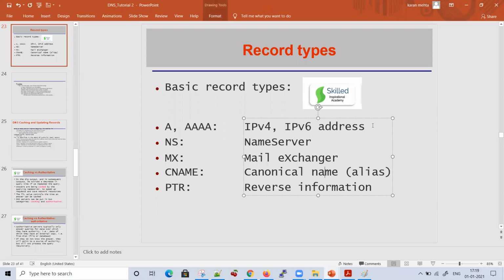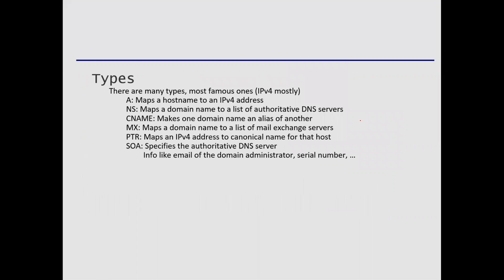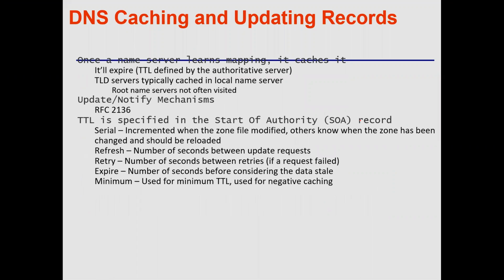Okay, so far we have done with our record types. We have seen what A record, NS record, MX record, CNAME, PTR record represent. So let's go further with some more concepts on DNS. We talked about DNS cache also, like what DNS cache and records represent. I want to cover one more topic here.